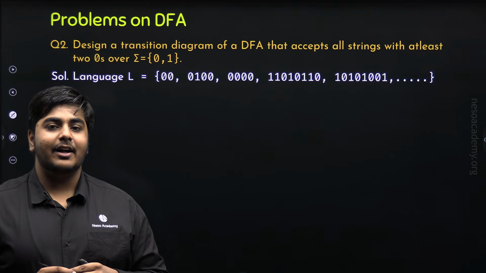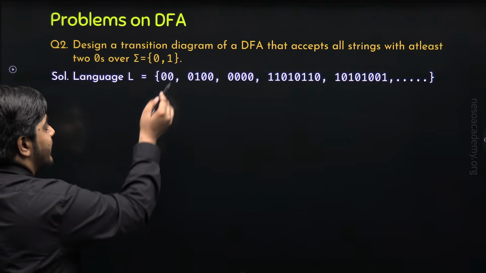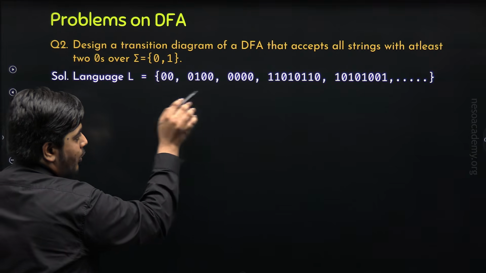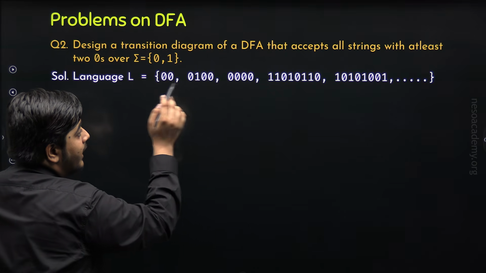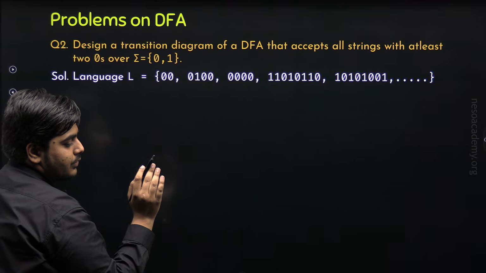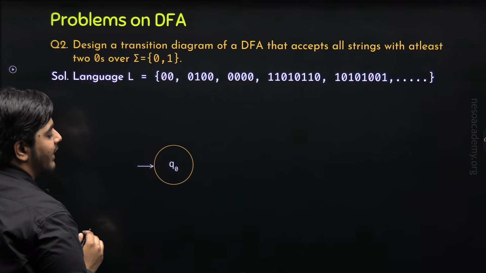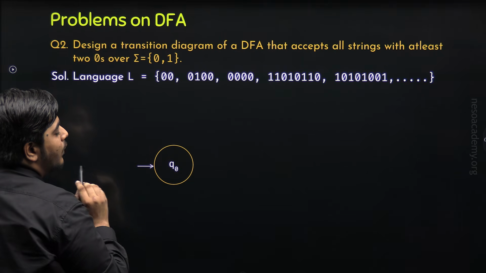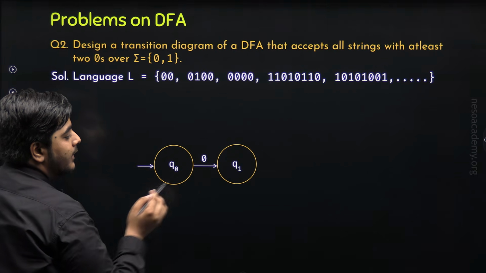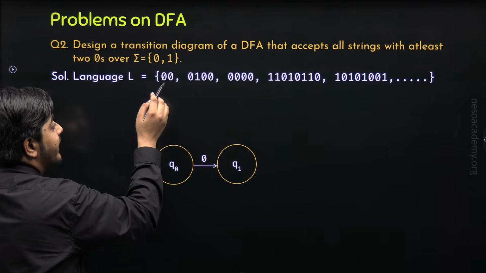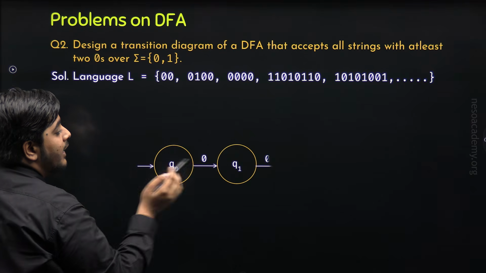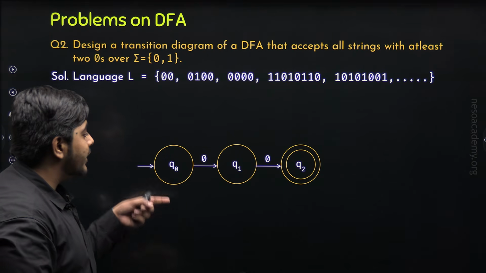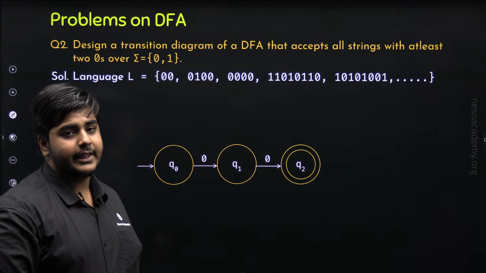So let's start designing our DFA. We will consider 00 as the simplest possible string because 00 is the smallest string and 00 is having at least 2 zeros. So first of all, we will have our initial state, that is Q0. On processing the input symbol 0, we will reach an intermediate state, that is Q1. On reading the last symbol, that is 0, we will reach our accepting state, that is Q2. So now our string has at least 2 zeros in it.